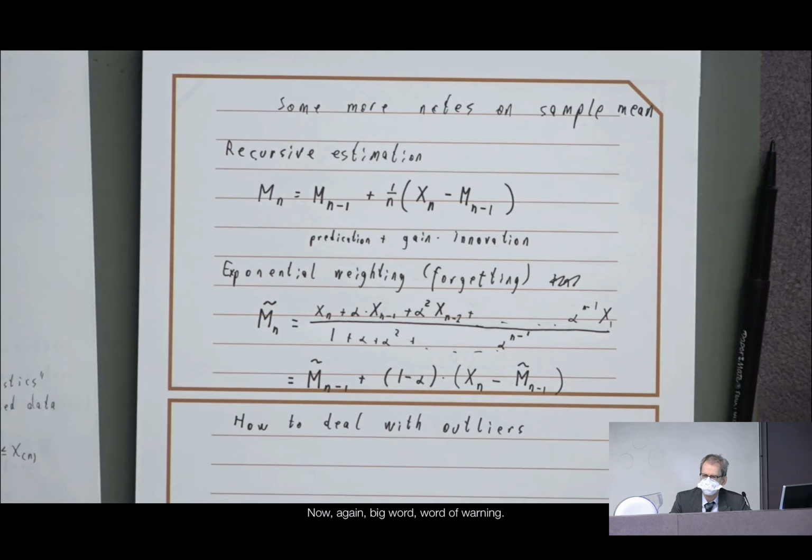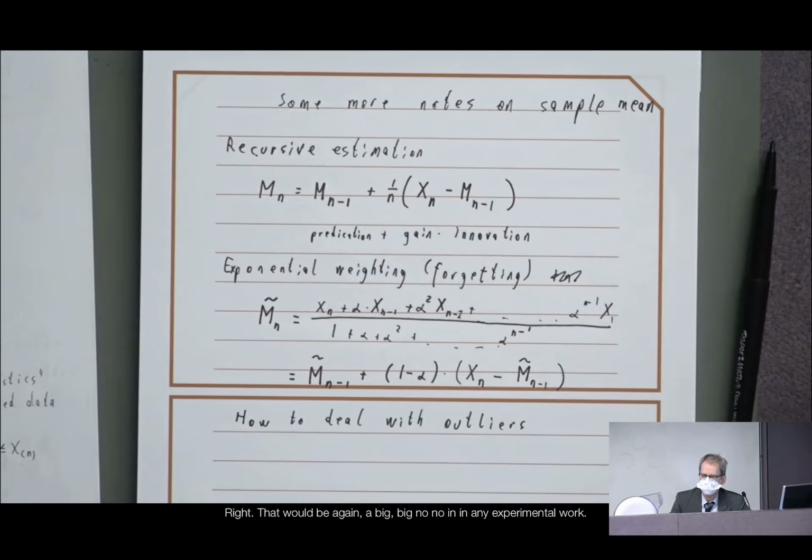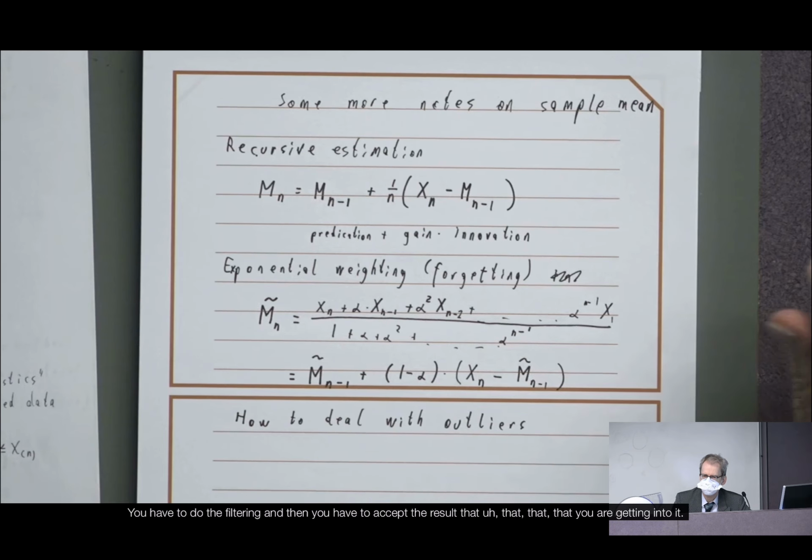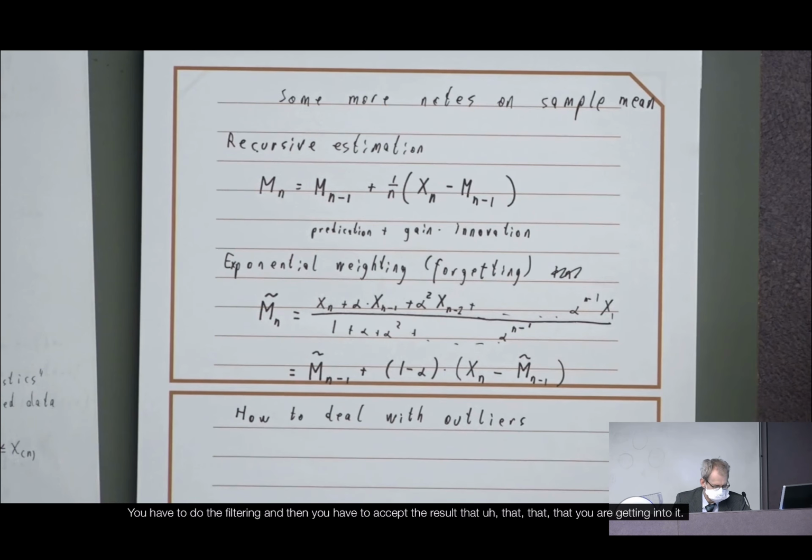Now, again, big word of warning. If you want to exclude outliers in the experiment, you have to define that before you have any look at your result. Because otherwise, you look at the result saying, okay, my sample mean is not where I would like it to be, so therefore, let's strike points and declare them outliers until things are where I want them to be. That would be, again, a big no-no in any experimental work. So you have to predefine what are outliers, do the filtering, and then accept the result that you're getting in the end.